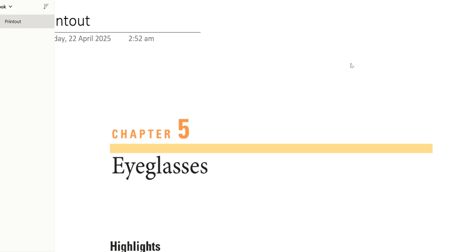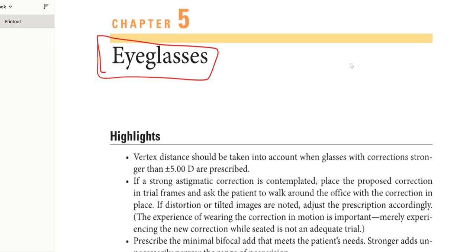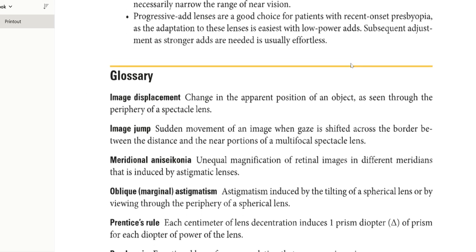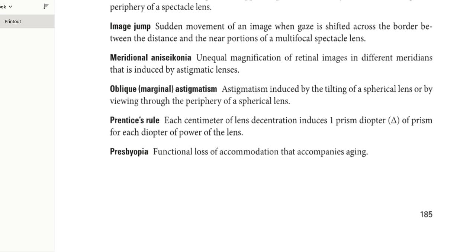Today we are going to discuss our new unit, eyeglasses. This is a long unit, so please be patient. The glossary definitions are very important, as I have already told you, but the most important is Prentice rule. Very important, very.